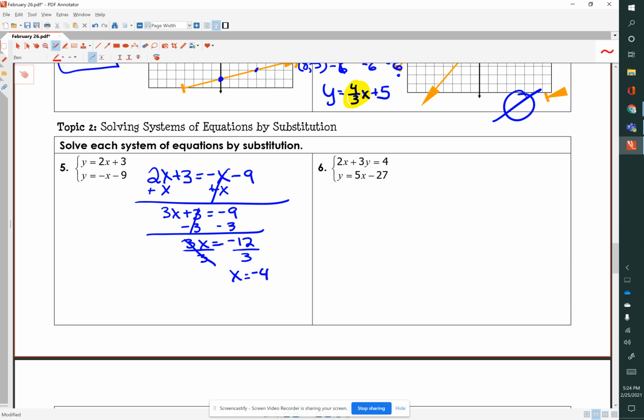I'll change our color. So y equals, now look at this, I want you to see this. I substituted very carefully. I've got a -4 within the parentheses, and I also have this negative sign outside. So subtracting a negative is the same as adding. So in this case, y equals -5. So my solution is -4, -5.